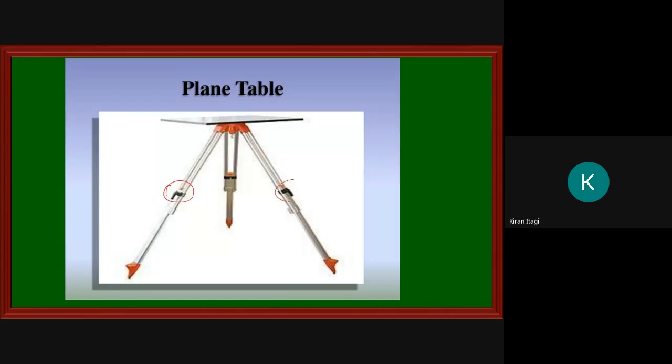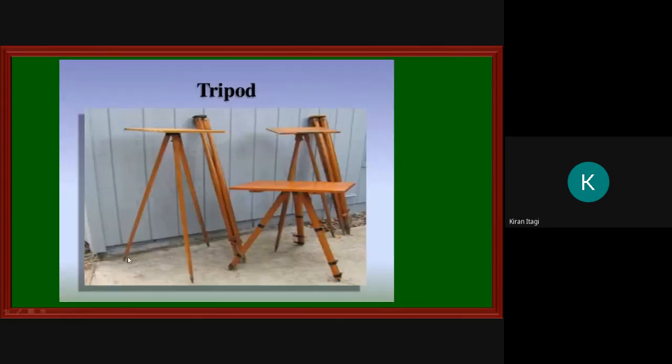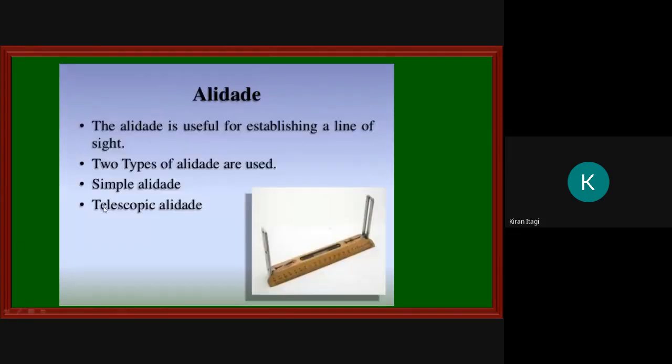Here we have some screws to adjust it. To adjust the height, we can increase or decrease the height. Here you can see the tripods with different heights. With the help of the clamps, you can adjust it, and it depends upon your height.